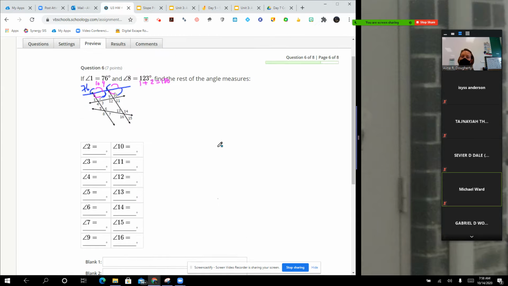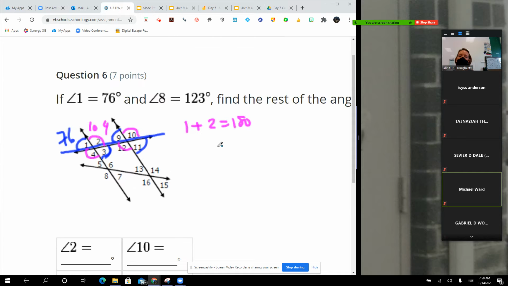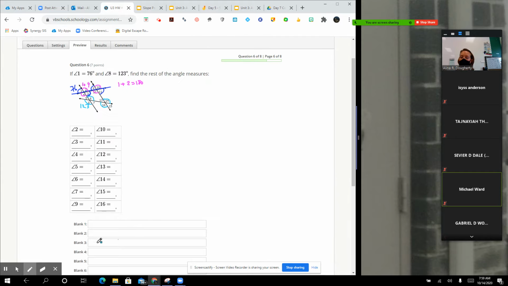So now let's jump to that other set of angles. Let's use light blue again. So if I go to angle 8, it is 123. What other angles are 123? 16 for sure, that's corresponding. 6, that's vertical or alternate interior. And 14, that's corresponding or vertical, depending on what you're looking at. So all of those are the same.